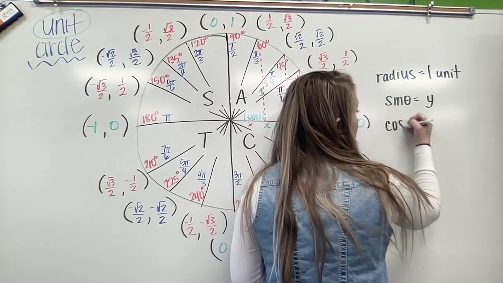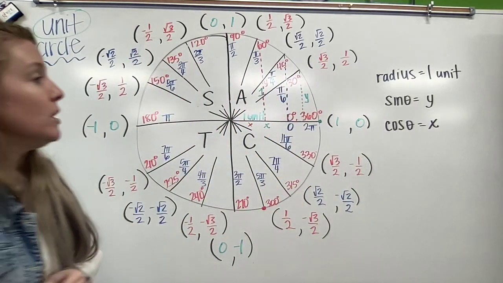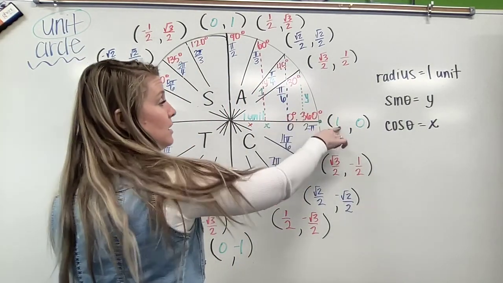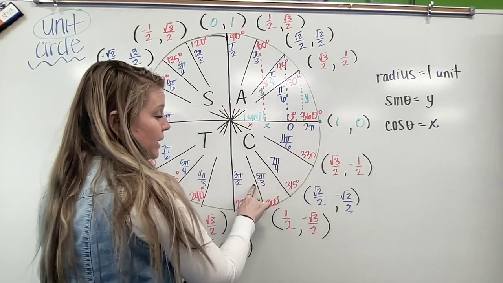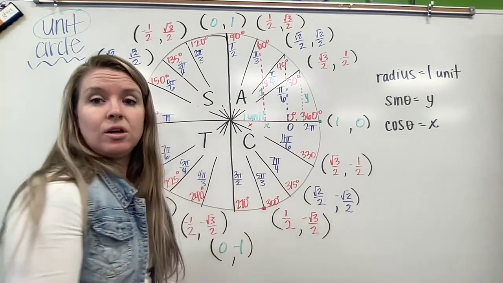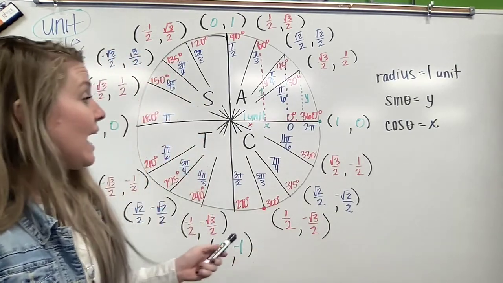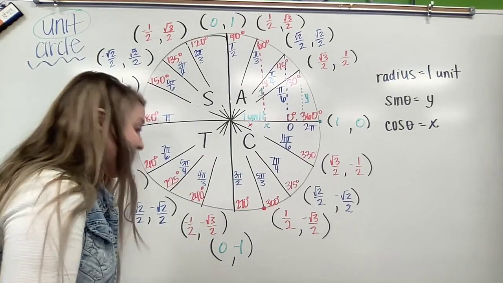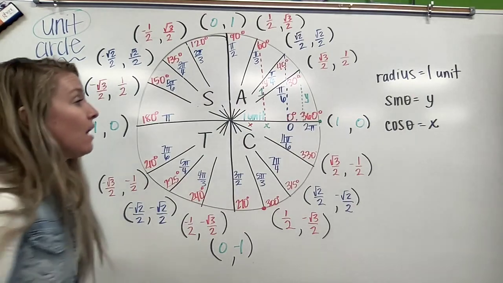Also, we know that the cosine of theta is given by the x value. So the cosine of 360 is 1. The cosine of 5 pi over 3 is 1/2. We know our sine and cosine values. So what we don't have listed is our tangent. So what we're going to do is we're going to go ahead and build that right now.